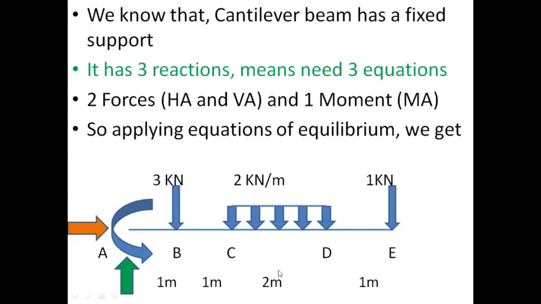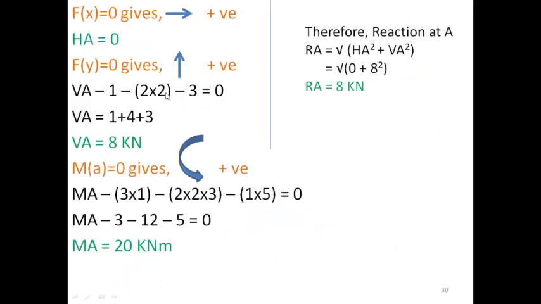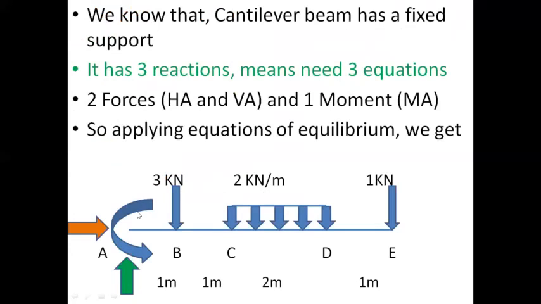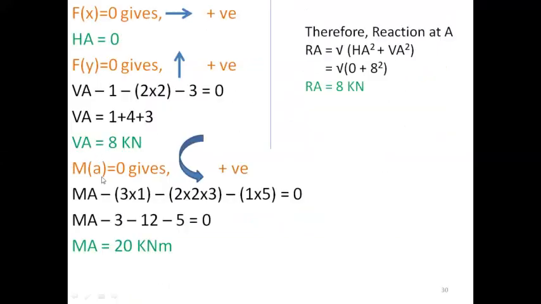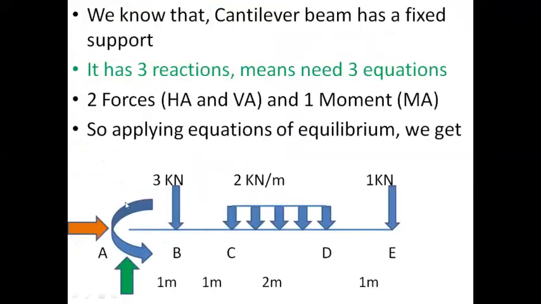So 2 into 2, that is 4. As it is acting in downward direction, so it is minus. So what we get? So we get vertical reaction A as 8 kilonewton. मग आता आपण काढलं काय? We have calculated VA and HA. आता राहिली तुमची मोमेंट. So for the moment we need summation moment about A, right?